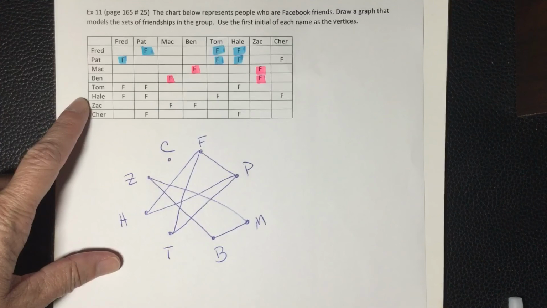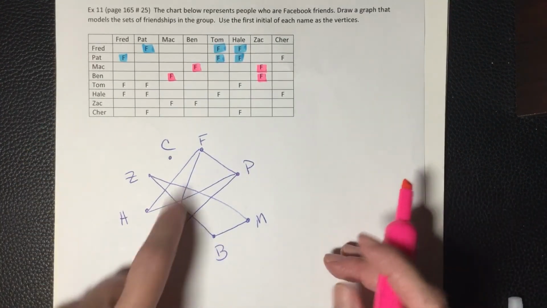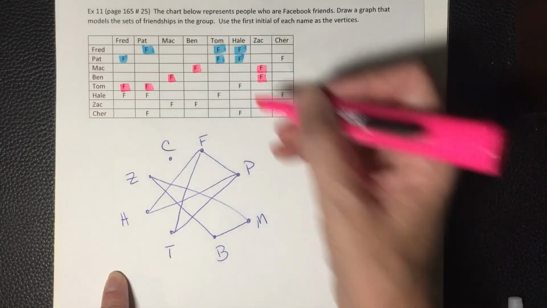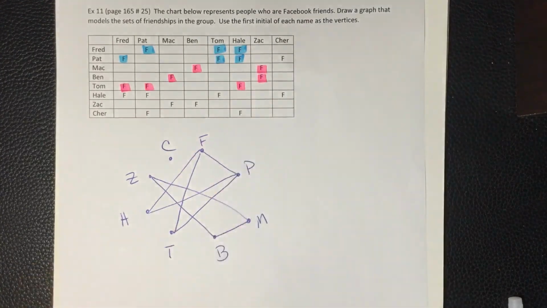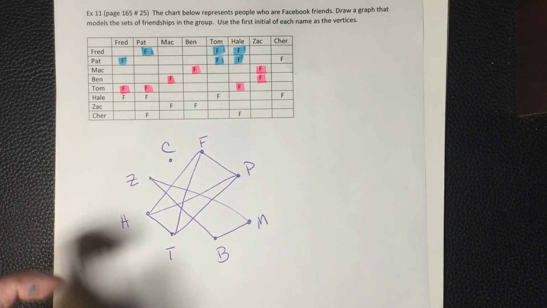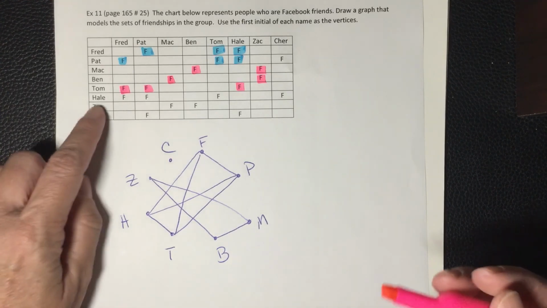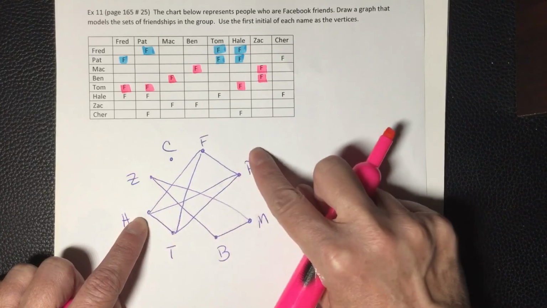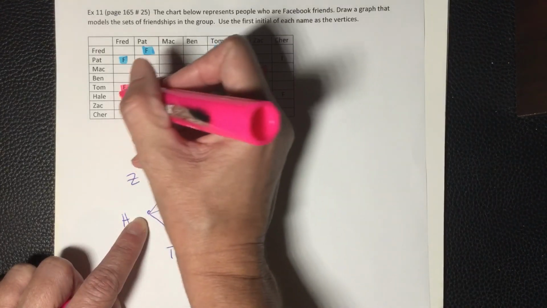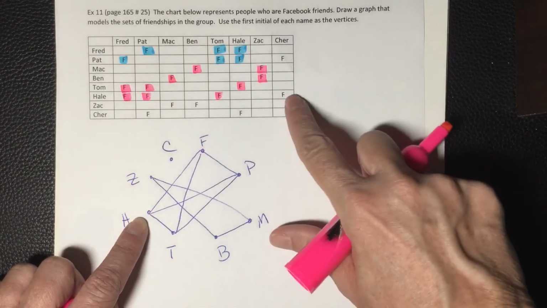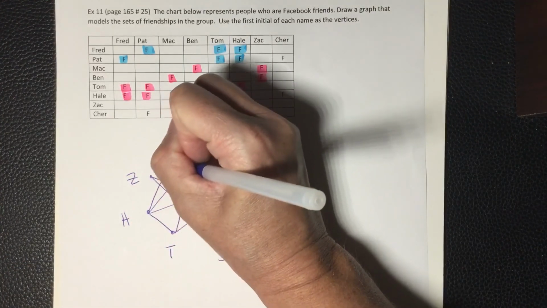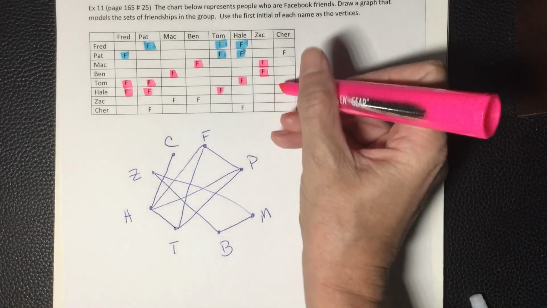All right, so now we move to Tom. We already have 2 connections for Tom. We have him connected to Fred and to Pat. So those are already done. The only one we're missing is over here to H. So we're going to connect T to H. All right, moving on to the next person, Hill. Notice we already have 3 lines drawn. We've got Fred, Pat, and Tom. So these 3 are already done. The only one we're missing is a line over to Cher. So we're going to put that one in, and that takes care of that one.